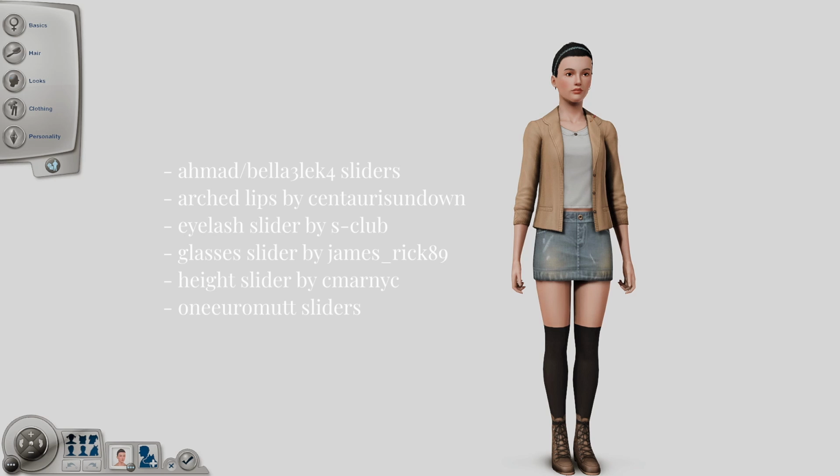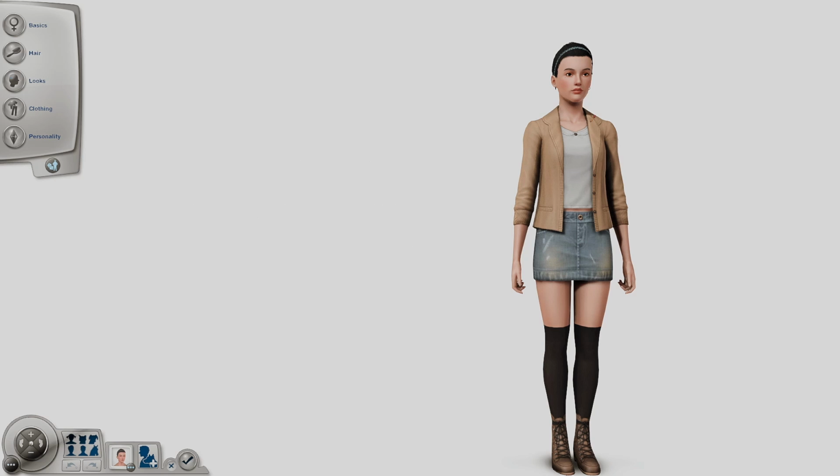But I have Ahmad and Bella 3 like 4 sliders, and then I have Arch Lips from Centauri Sundown. I have Eyelash slider from S Club, Glasses from James Rock 89, Height slider by Seymour NYC. Mutt sliders is also another one that's very important. And I also have a few other sliders that I unfortunately don't know where they're from. The names of them don't have a creator on it, so I'm not sure where they're from, so I might be missing a few more, but those ones I have so far linked on my Tumblr, and obviously I'll link them down below too.